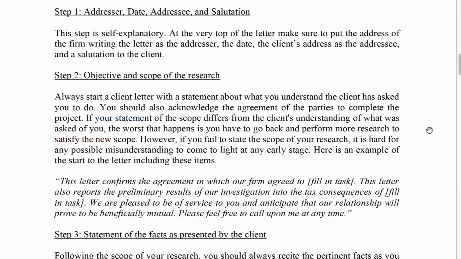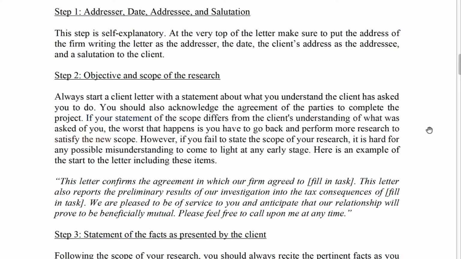So we're going to put an objective and scope of research paragraph where basically we're going to talk about the objective, what we're doing, and also the agreement between the client and the professional, what's going on. So if you are doing a tax research project, you are going to state that this letter confirms the agreement in which our firm agreed to determine the tax consequences of this transaction. This letter also reports the preliminary results of our investigation into the tax consequences of, and again, the transaction.